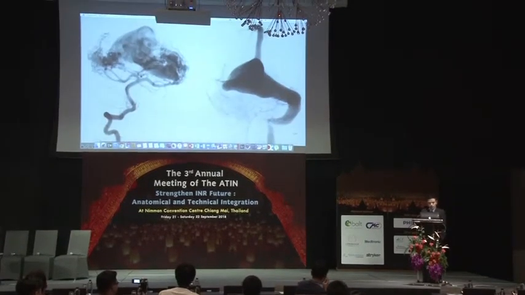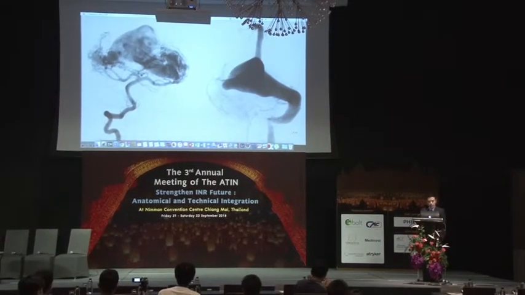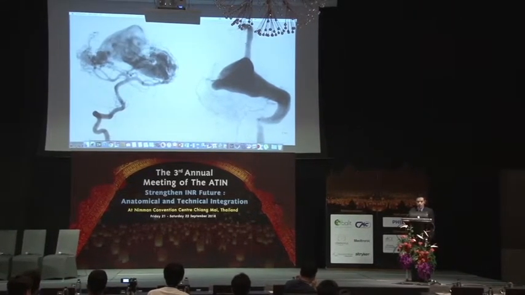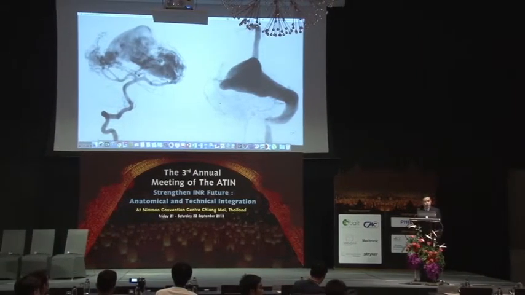In the angiogram, it's a beautiful angiogram. You can see the AVM nidus here in the bilateral thalami and draining to the deep venous system and refluxing to the superior sagittal sinus. And you can see the association with occlusion of the right dural venous sinus.